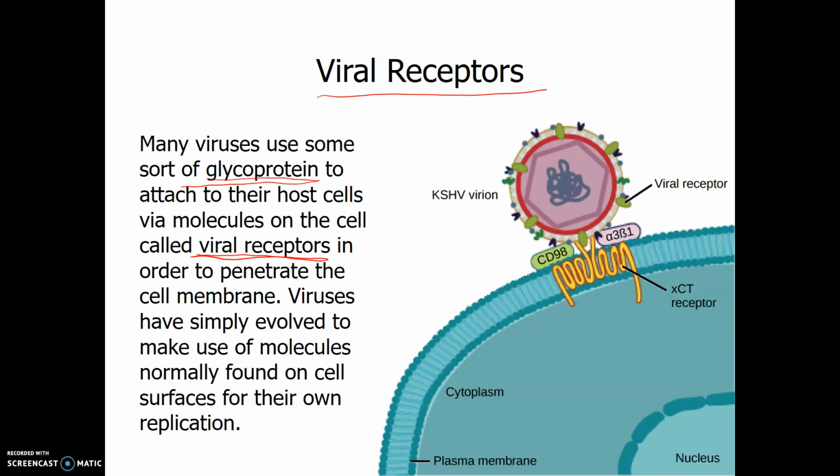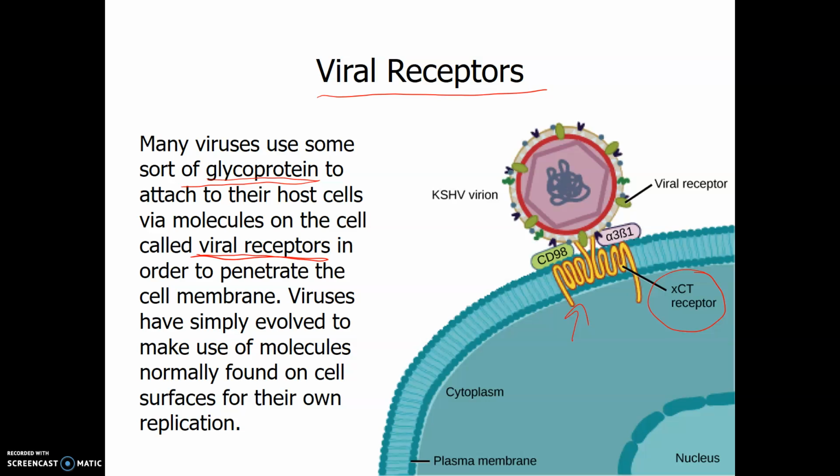Okay, I was just reading that, and it's kind of confusing how it's written. But there is a receptor on the host cell, as you can see here, called the XCT receptor. And that is a molecule that is located within the phospholipid bilayer, the plasma membrane of the host cell. You can tell this is a eukaryotic cell.